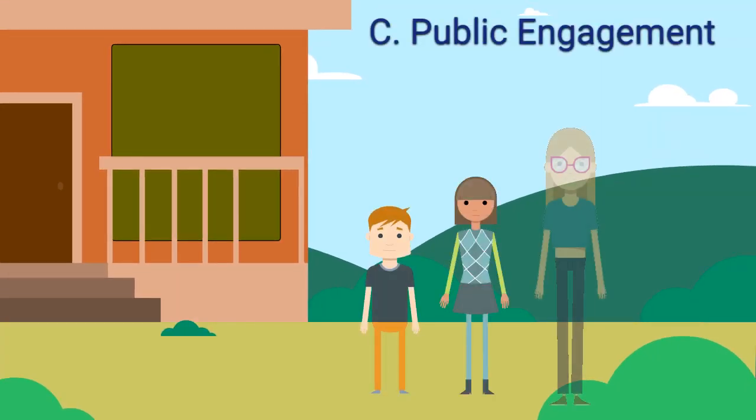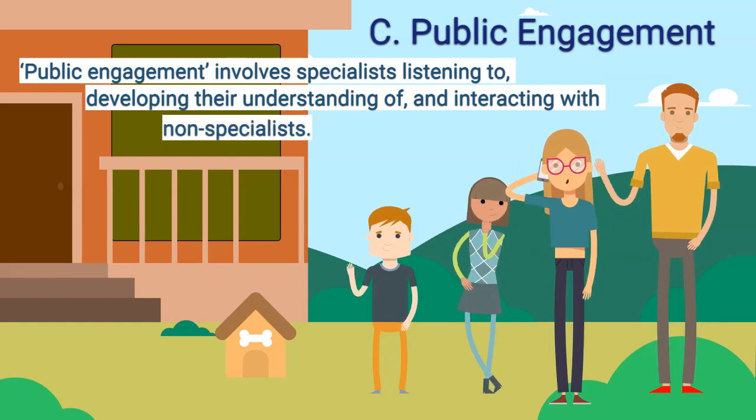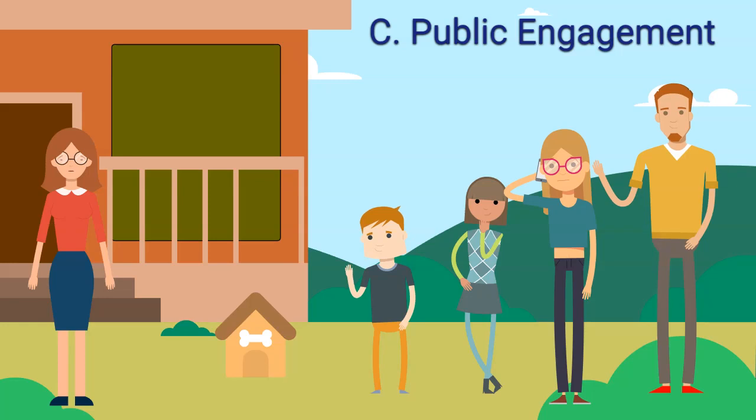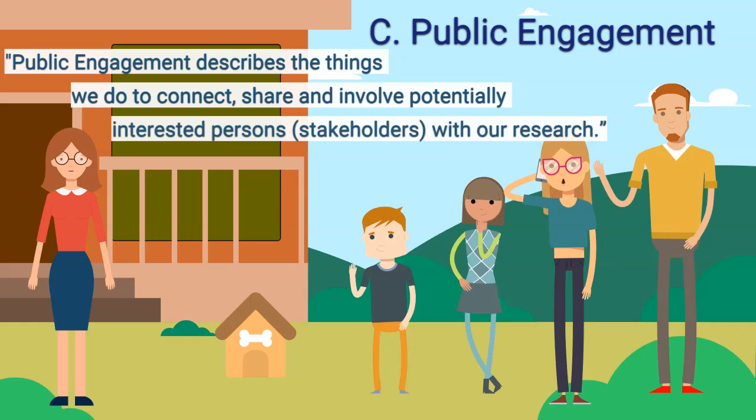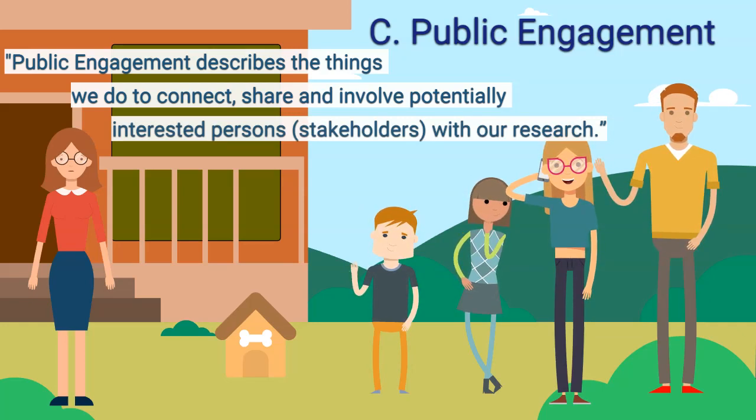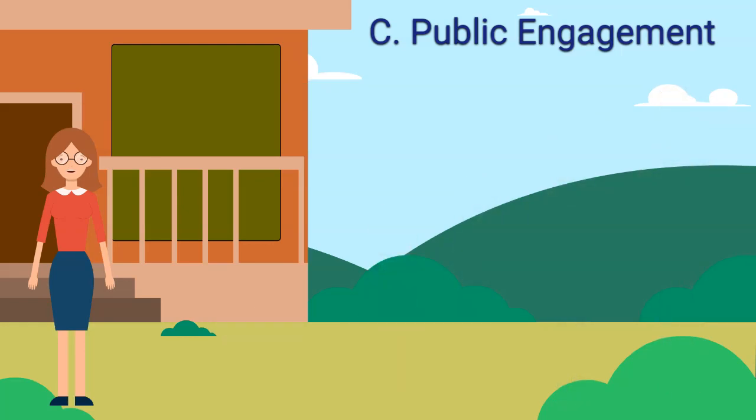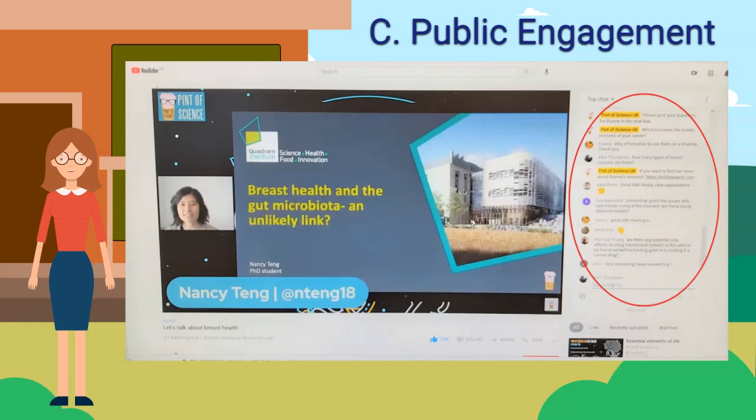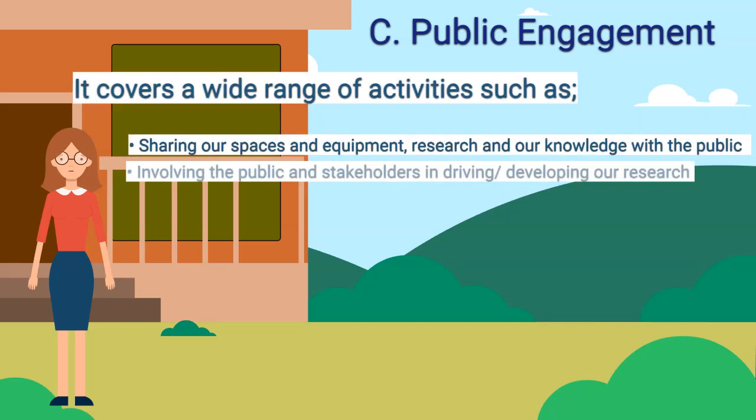Public engagement involves specialists listening to, developing their understanding of, and interacting with non-specialists. We define it as the things that we do to connect, share, and involve potentially interested persons with our research. It involves activities that bring researchers and the public together. It is more than just meeting an audience and telling them about your research. Effective public engagement is about two-way communication with the researchers listening to and learning from the participants.